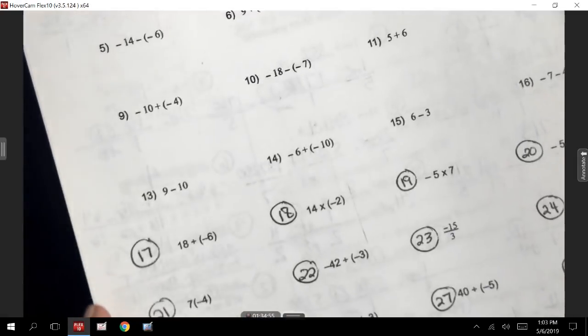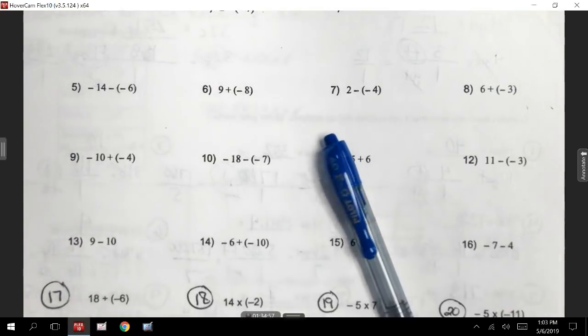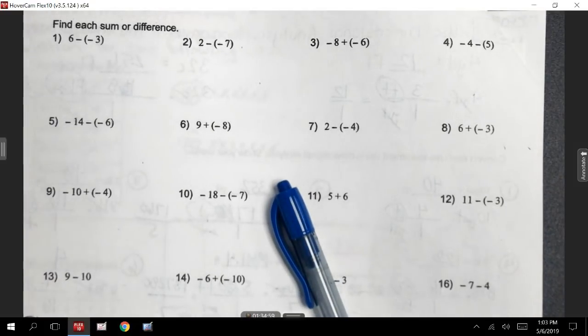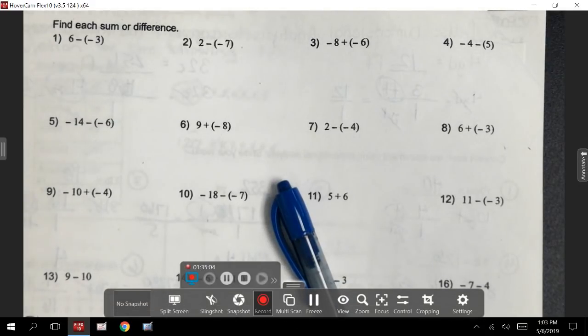All right, we'll look at the back in just a moment. The back of this will be a sheet where you will not be allowed to use a calculator. So we'll look at that one without a calculator, please.